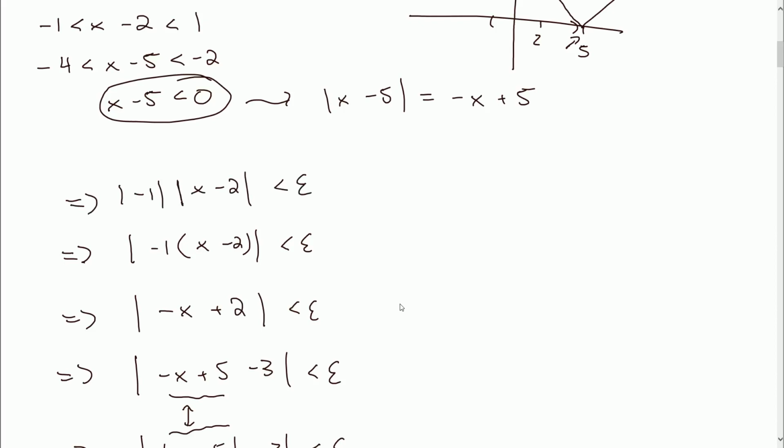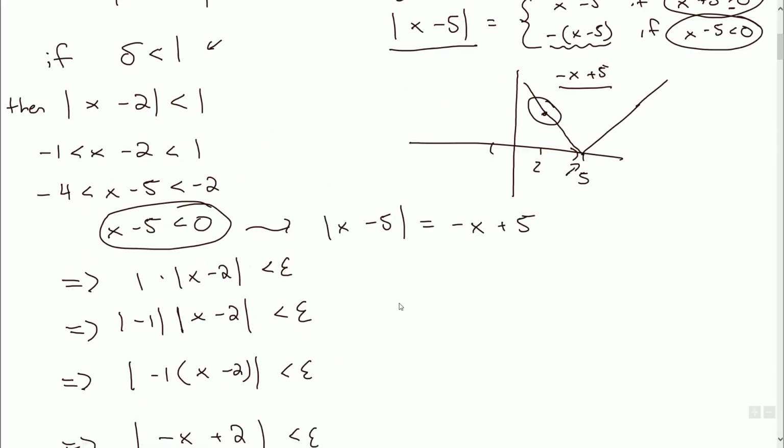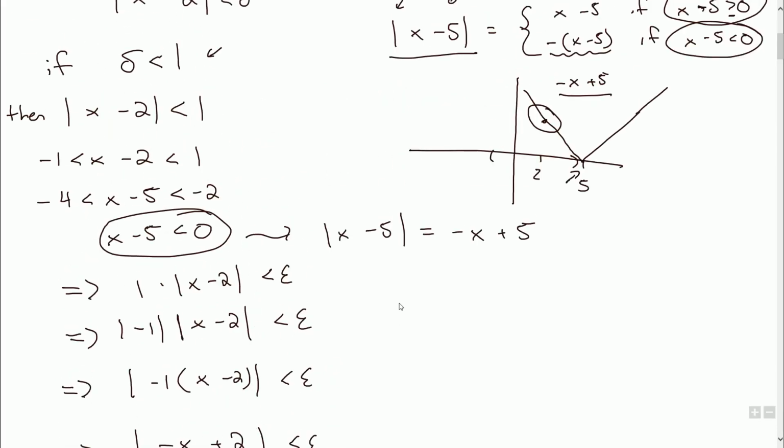Okay. Because absolute value allows multiplication. It doesn't allow addition and subtraction so easily, but multiplying brings things in the brackets. And this absolute value of negative 1, well, that's just 1. Okay. So as long as I can show that |x - 2| is less than epsilon, and that delta is less than 1, we're going to be all set.